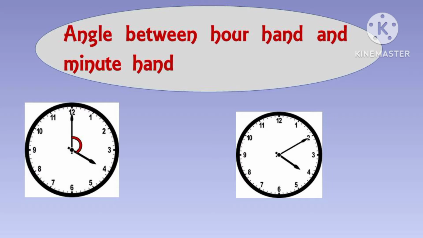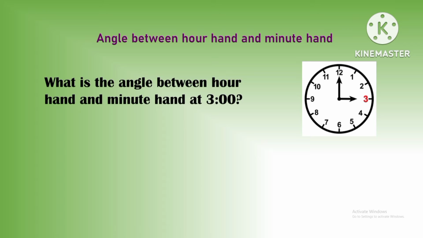For solving these types of problems, there is a shortcut tip. If you use that shortcut tip, we can solve within a fraction of seconds. So, shall we go directly to the question? The question is, what is the angle between hour hand and minute hand at 3 o'clock? Here the short hand, that is the hour hand, is at 3 and the minute hand, the long hand, is at 12.